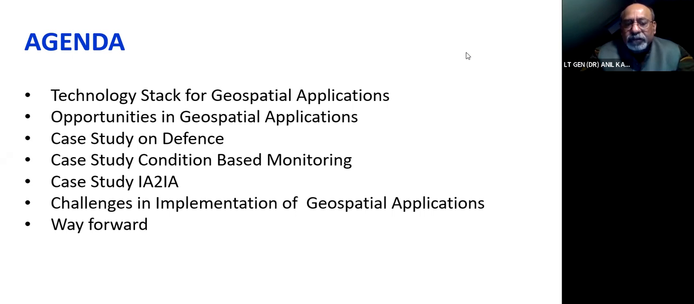I'll also touch upon some challenges which exist in implementation in the real world, because while it is a very fancy phrase to say geospatial applications, when it actually comes to implementation, there are a huge amount of challenges, something that I faced myself when I was the DG Information Systems. And then we shall talk on a few things that we could do in the TIH, along with our students and professorial staff, on the way forward.